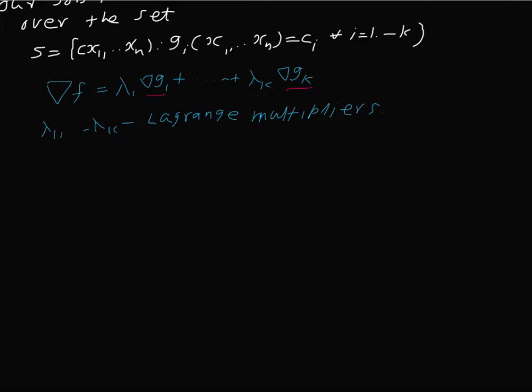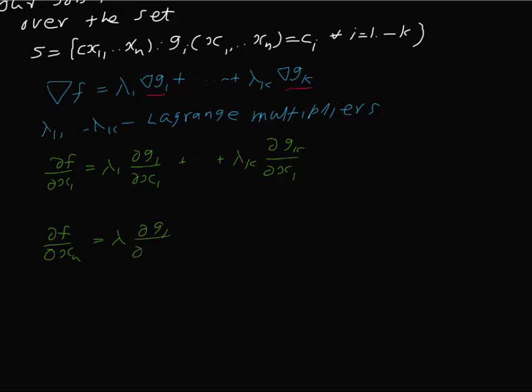Then let me write down the Lagrange multiplier equations. The partial derivative of f with respect to x1 equals lambda 1 times the partial derivative of g1 with respect to x1, up to lambda k times the partial derivative of gk with respect to x1, and so on, up to the partial derivative with respect to xn. These are the Lagrange multiplier equations.